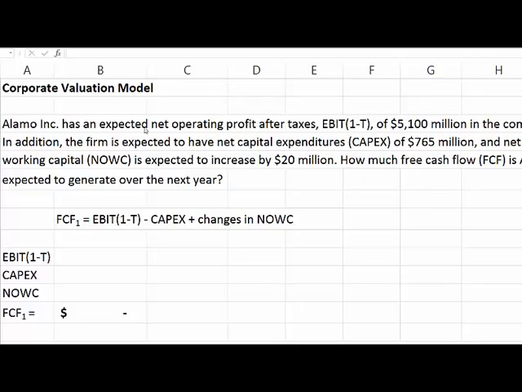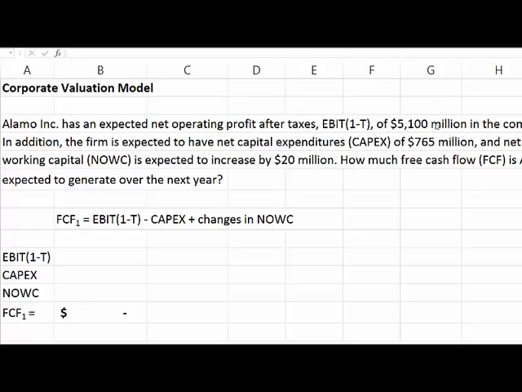In this problem, we're going to see how to find the value of the company using the free cash flow, present value of free cash flows, or the corporate valuation model. So the company has EBIT of 5.1 million after adjusted by taxes, not the EBIT, and that's the net operating profit after taxes, or NOPAT.